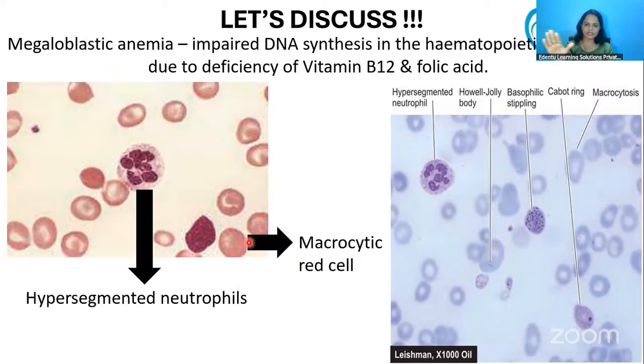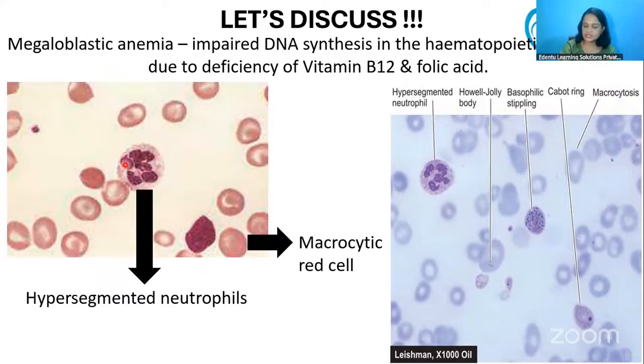In a peripheral blood smear, you take blood from the patient, smear it on a glass slide, stain it, and look at it under the microscope. You will be able to see cells like this. These red ones are the RBCs, the ones with lobes like this are the neutrophils, and this is the lymphocyte.